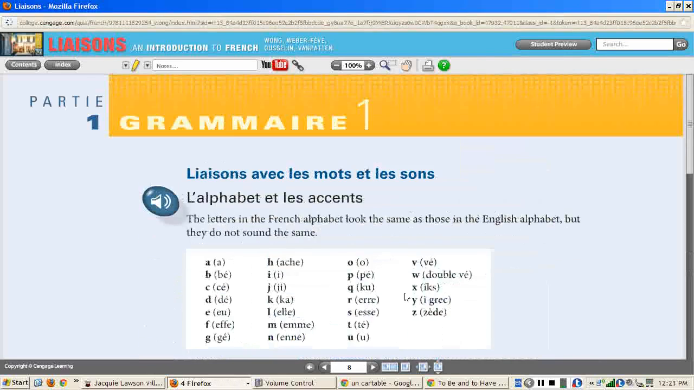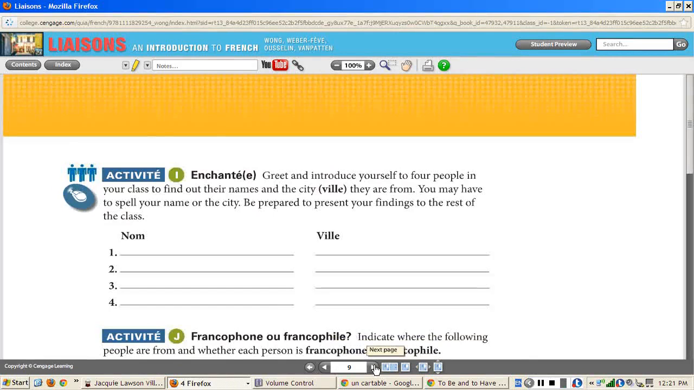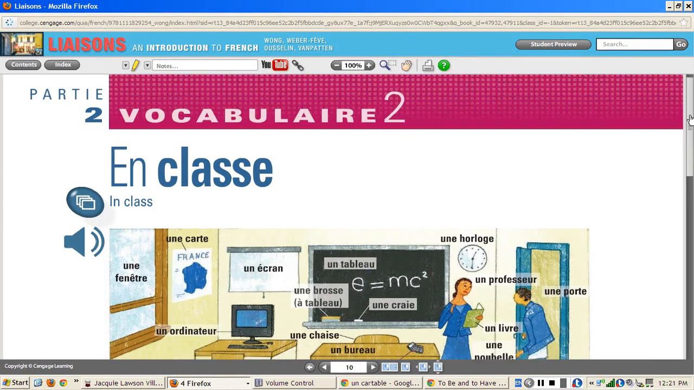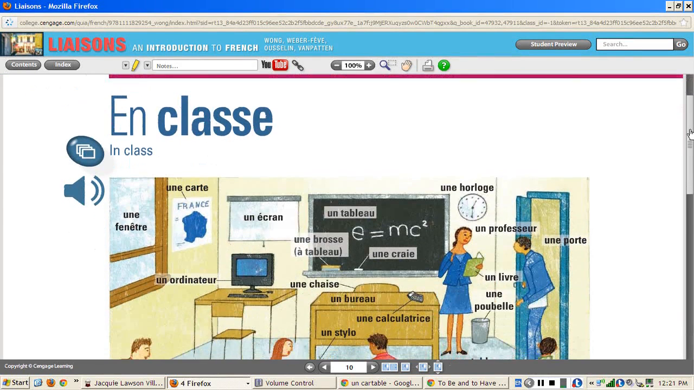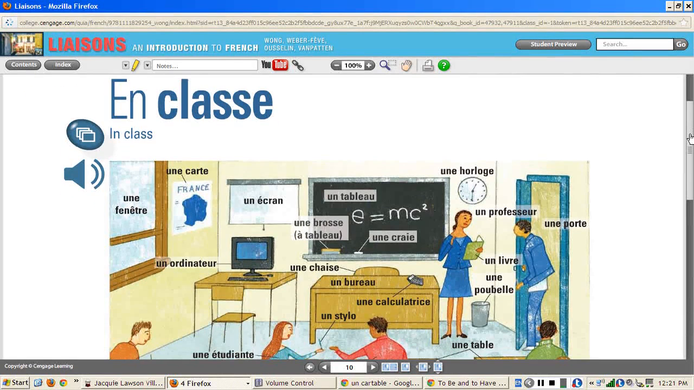because the alphabet and the accents are basically the soundboard of the different notes you want to be hitting, different sounds you want to be imitating as you learn your new French words. You should learn the correct pronunciation from the very beginning. You also should learn the correct gender from the very beginning.